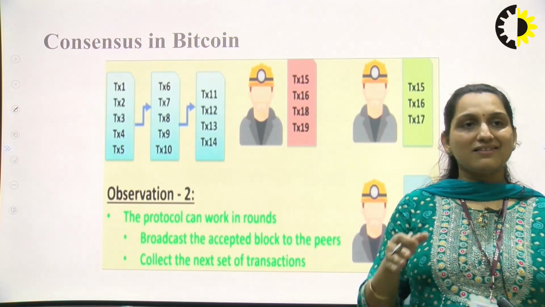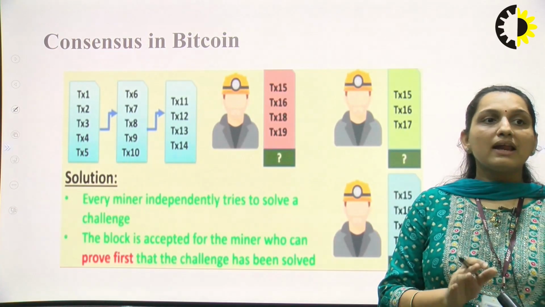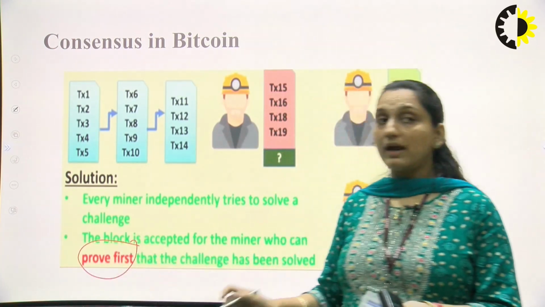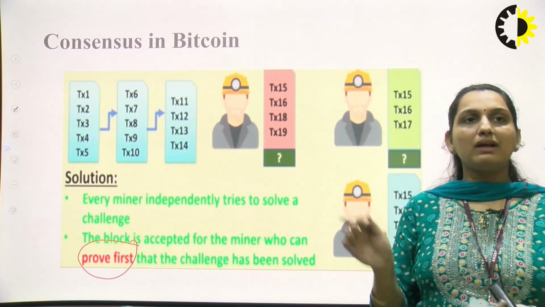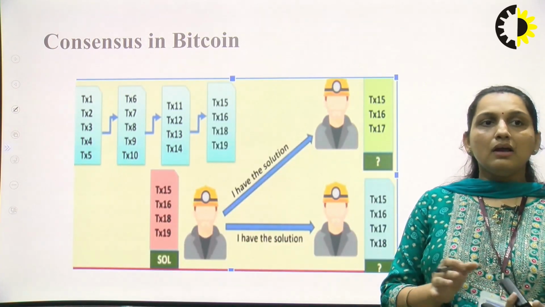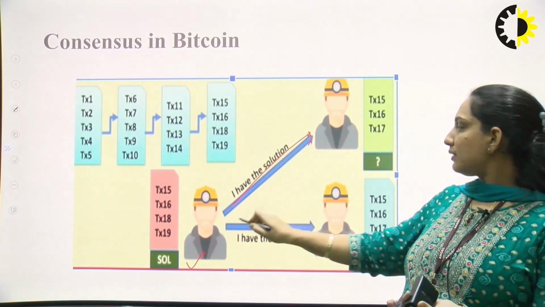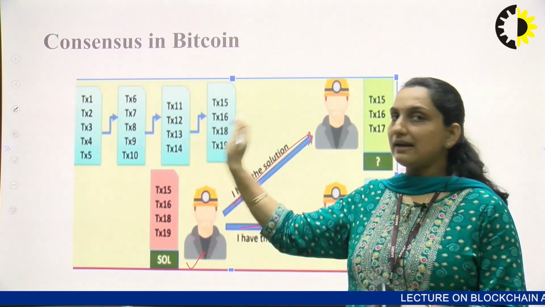Observation 2 is broadcasting and making the next set. So we have a solution of proof first, that is, whoever proves first, we will accept it and then add it. So whoever has a solution will broadcast it: I have a solution, I have a solution, and this gets added.